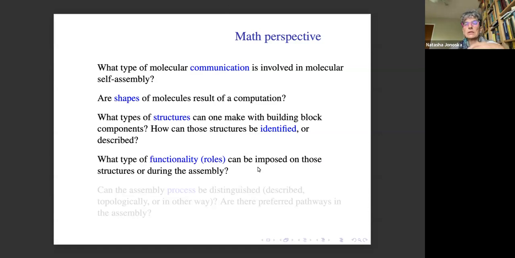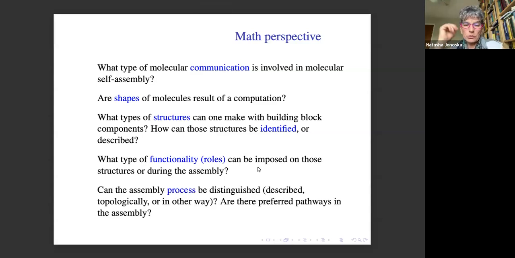Can we design functionality or roles, and say this Lego block will be on this part and this Lego block will be on this part, and then when they come together, they have this function, and so forth during the process? And can we actually talk about the process and distinguish different processes of self-assembly?